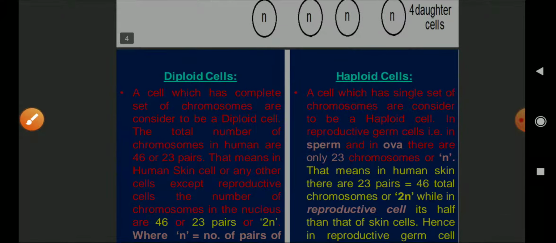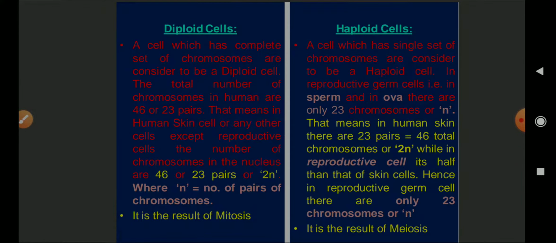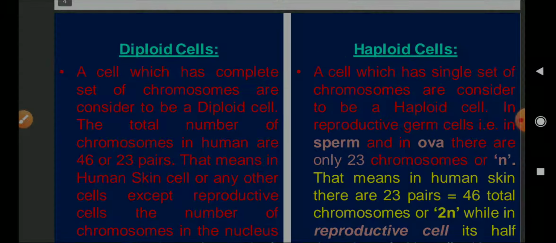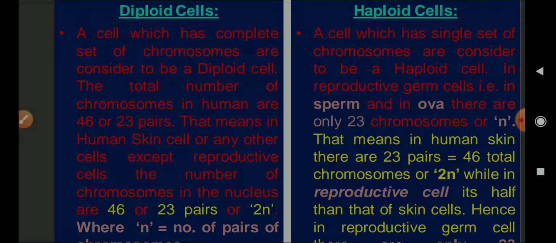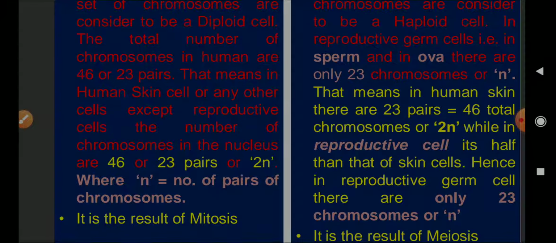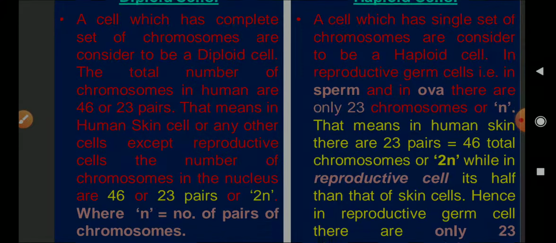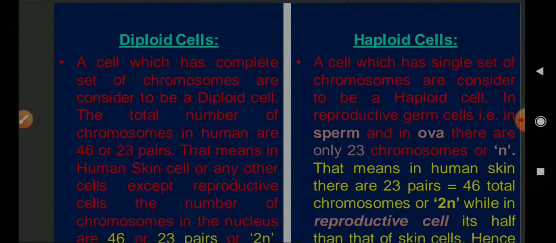Now what is the meaning of diploid and haploid? The meaning of diploid and haploid I have mentioned here. A cell which has a complete set of chromosomes is considered to be a diploid cell. The total number of chromosomes in humans is 46, or you can say 23 pairs. That means in a human skin cell or any other cells except reproductive cells, the number of chromosomes in the nucleus is 46 or 23 pairs, or you can say 2n. So 2n represents the diploid cells, where n is the number of chromosomes, and it is the result of mitosis that we have seen in the previous slide.